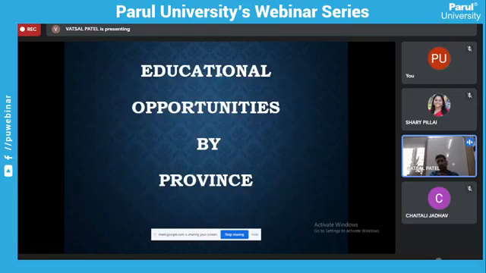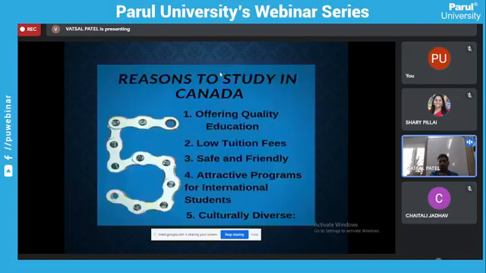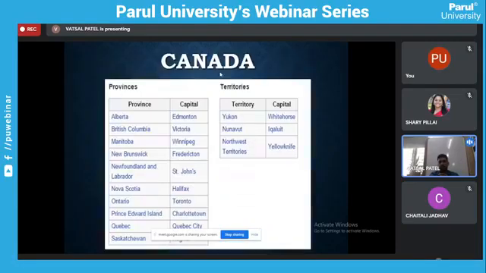Next slide: educational opportunities by province. As I mentioned above, there are 10 provinces and 3 territories, but I have researched a little bit about province-wise opportunities for you, especially because you must have almost 100% knowledge before taking a final decision to study abroad.